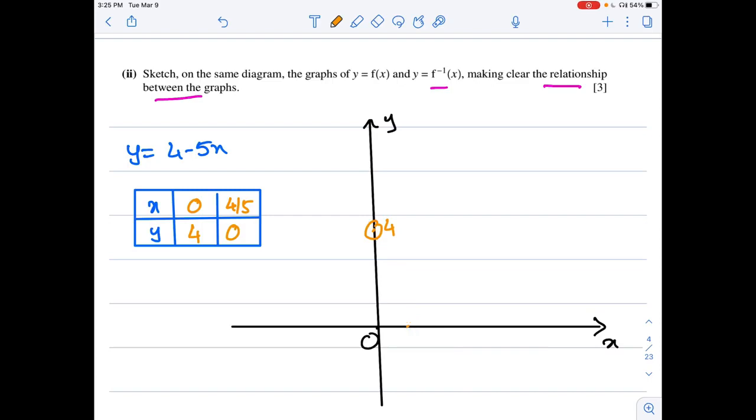So let me draw neatly once again. So 4 and 0.8, I can mark it out like this. That will be better. So that is the way you can do that. Over here, yes. So this becomes 4 and this becomes 4 by 5.